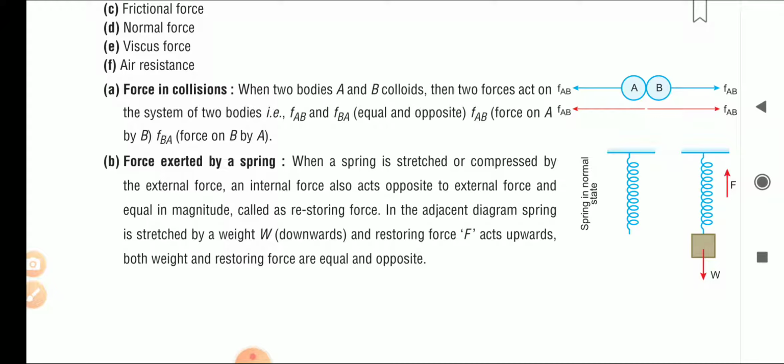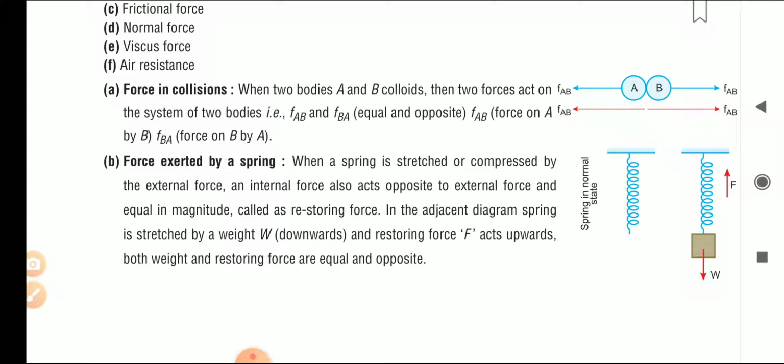This is the same case in the spring. Either it is compressed or it is stretched. If you compress the spring and then release the force, it will come to its original position. If you stretch the spring and then release the force, again it will try to come to its original position. So here it is shown that the deforming force and the restoring force are equal and opposite.